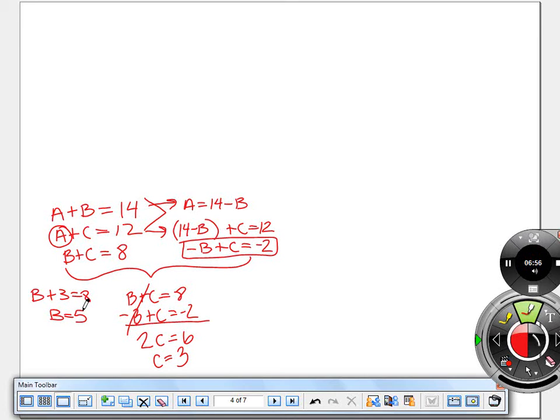Now that I know B is 5, what's the only thing I haven't figured out yet? A. I'm going to take one of these two pieces of information. I can either use that C is 3 here to solve for A, or that B is 5 here to solve for A, but either way, I would plug that in and I would be able to get that A is equal to 9. Okay?